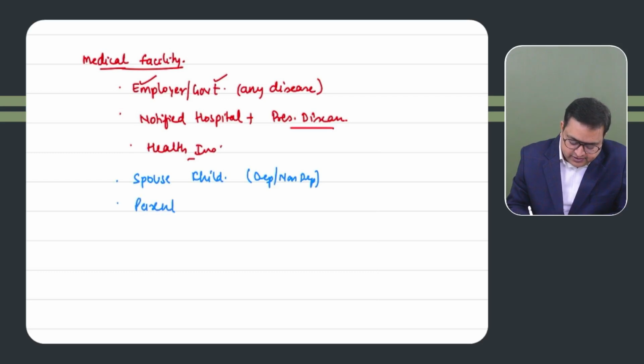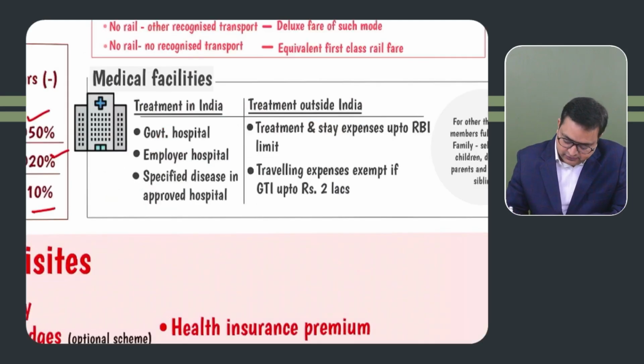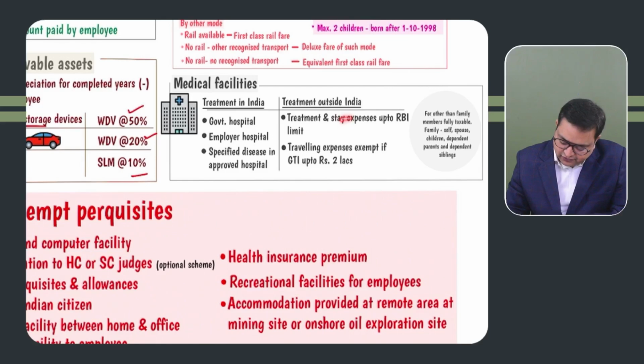Parents are also covered. Brother and sister are also covered if dependent, right? So for any other person who is getting treated, let's say father-in-law, mother-in-law or cousin, please make it fully taxable. They are exempt only when the treatment is for the employee or their family member. If father, mother, brother, sister is not dependent, they will not be counted as family members for this particular purpose. Got it? This was easy. Treatment outside India is not so important.